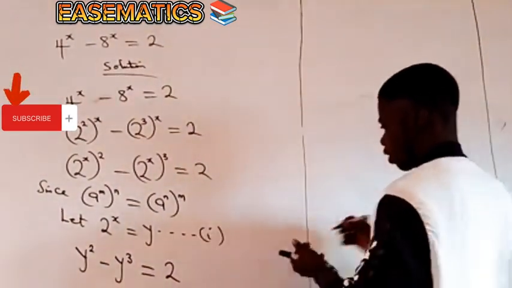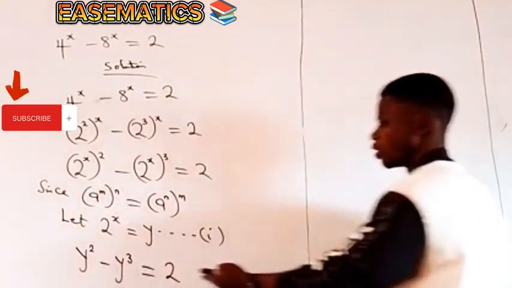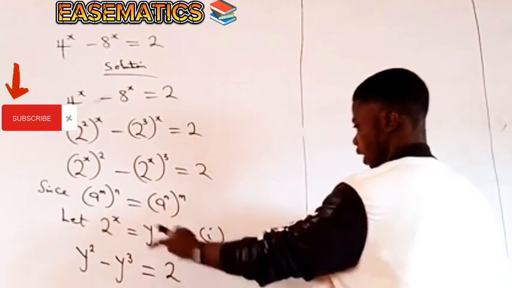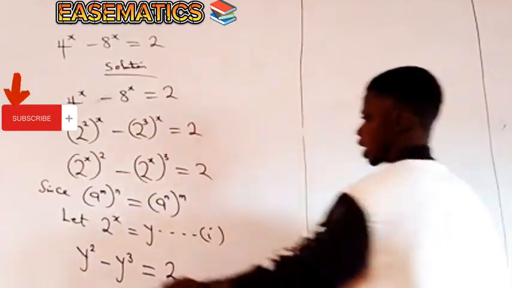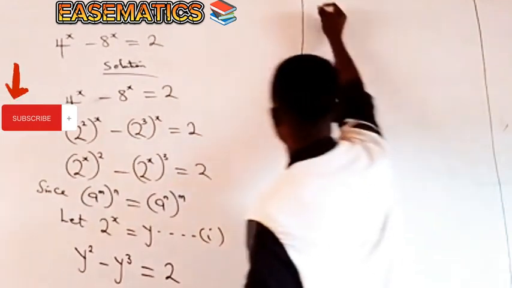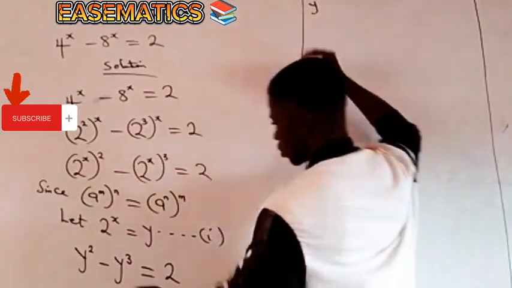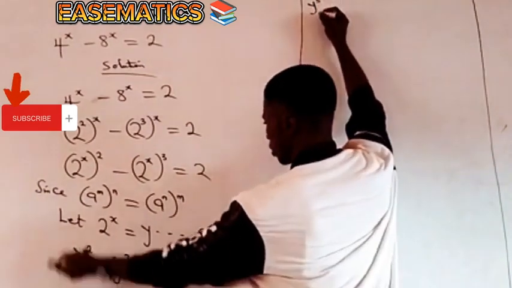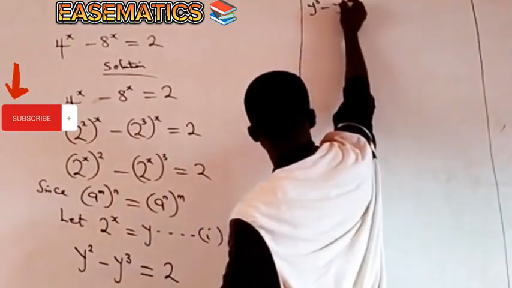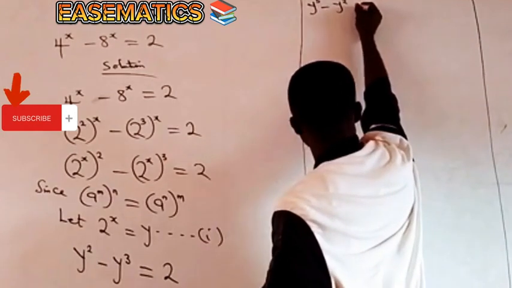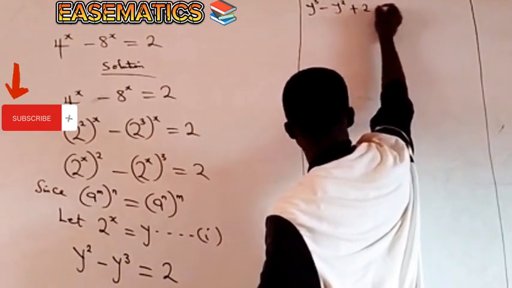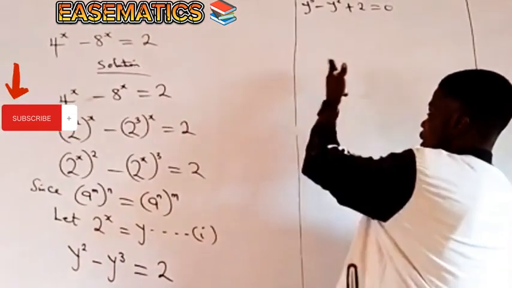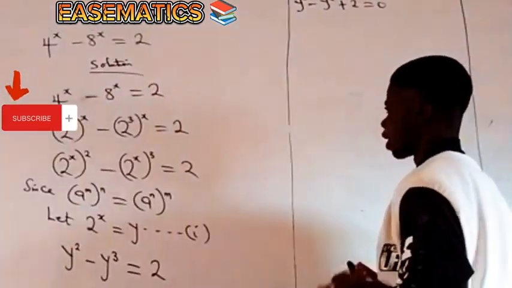Here we are having an equation of its highest order, or an equation of order 3. So I can write this equation this way. When I take the minus y cubed to this side, it will be y cubed, then minus y squared plus 2 is equal to 0. This is a polynomial of order 3. How do I go about this?